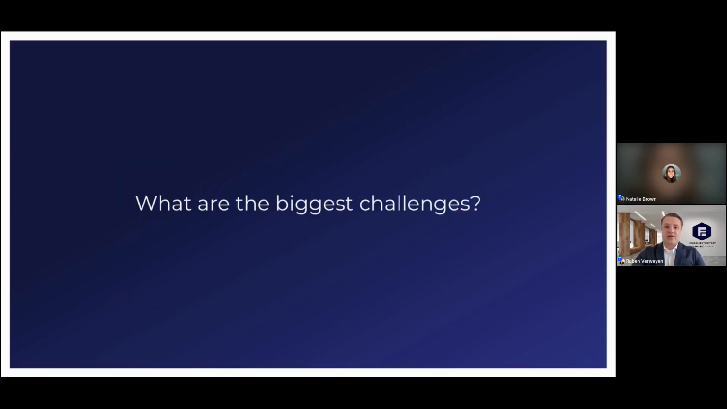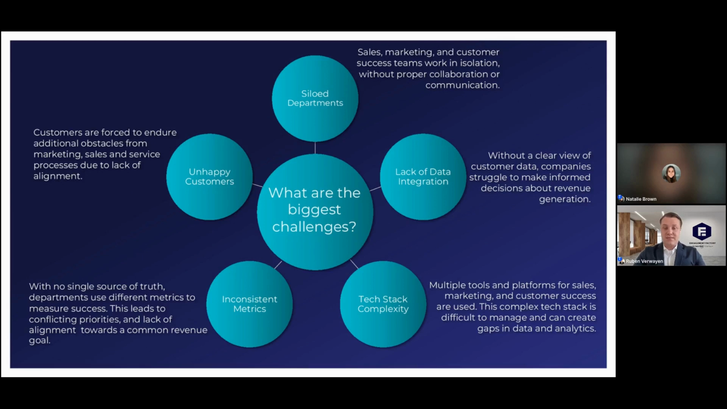Well, what are the biggest challenges that come with that? That is, as I mentioned, siloed departments. Sales, marketing, and customer success teams work in isolation without proper collaboration or communication. There's a lack of data integration. Without a clear view of customer data, companies struggle to make informed decisions about revenue generation. It's what I mentioned earlier. If you don't know how many leads, for example, you have, or how many opportunities you have, it is very hard to make decisions about, okay, what are we going to do with our sales? What are we going to do with our marketing? So a lack of data integration is a very big challenge.